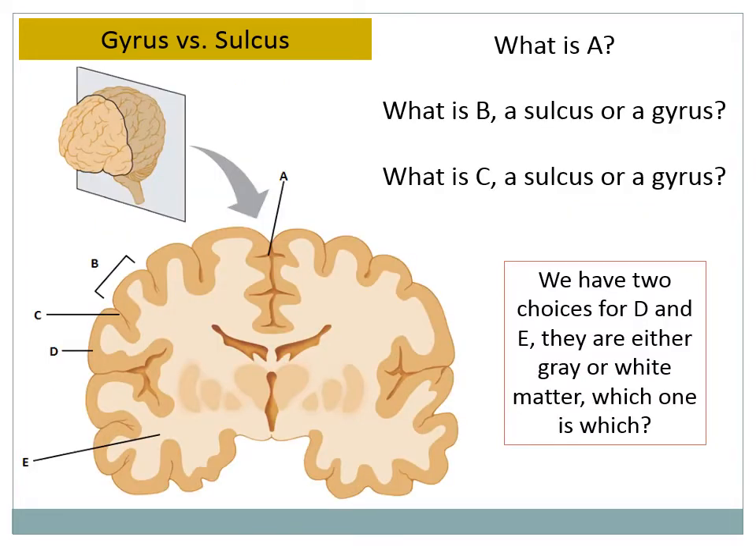So now what we've done is we've taken the brain and we've actually made a frontal section of it. So we've made an anterior and a posterior side. So if you look at the picture up here, it shows you how we've cut the brain. So we've cut it in that frontal section. And now we can see we have A, B, C, D, and E. What would A be?